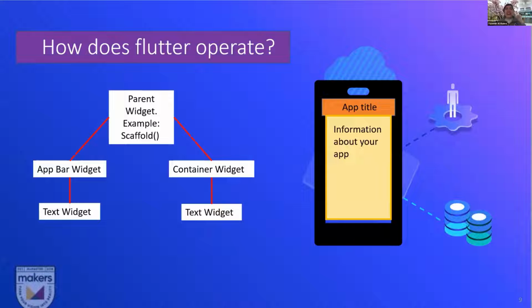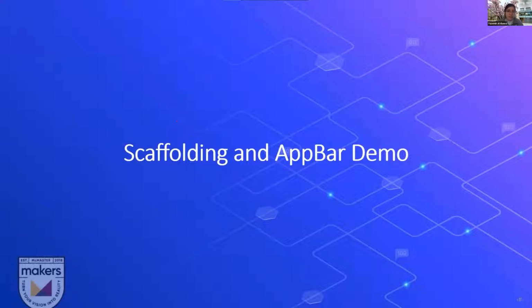You skipped one. Okay. And then on the other side, we have a container widget, and that's your yellow rectangle. And inside that, there's another text widget. In this case, in the example on the screen, it has the text information about your app. And I'll pass it over to Eamon to do a scaffolding and app bar demo.